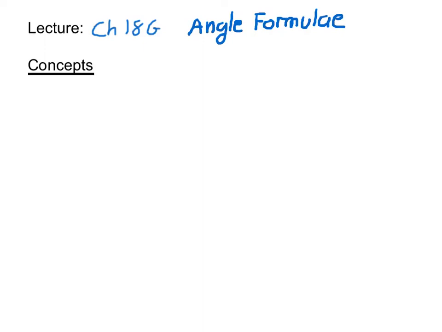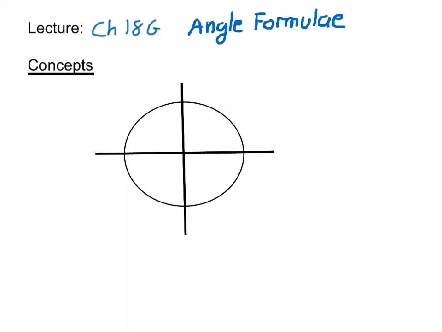In this video, we're going to look at Chapter 18, Section G, on angle formula. And the first thing that we're going to do is draw a unit circle. From here, I'm going to draw 2 points on the unit circle. The first will have a positive angle theta, and the second will have a negative angle theta.